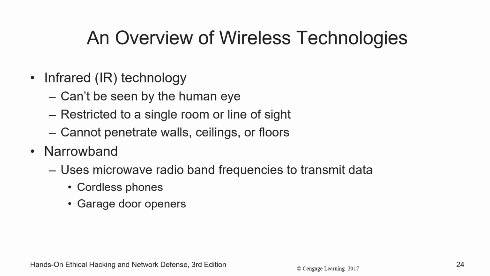So, an overview of wireless technologies: IR technology is another example. Again, these are all waves, right? So it just depends on what band you want to use. IR can be used as well. It can't be seen by the human eye. It's restricted via line of sight. It can't penetrate walls.